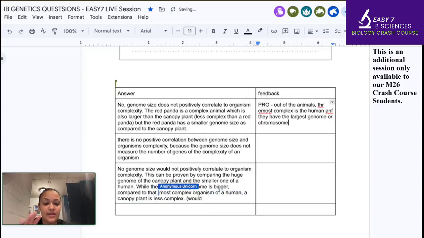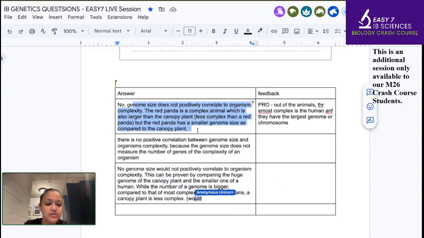Okay, so your answers are good, and you're saying no, the genome size does not positively correlate to organism complexity. The red panda is a complex animal, which is also larger than the canopy plant, but the red panda has a smaller genome size. Thank you, guys. That is really, really good. And there is no positive correlation.